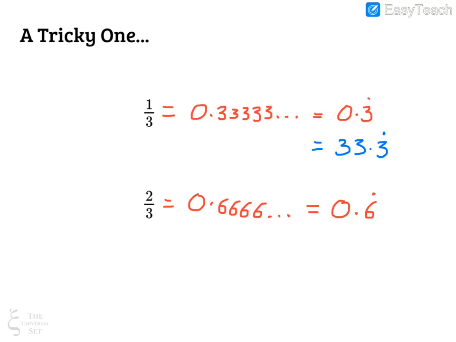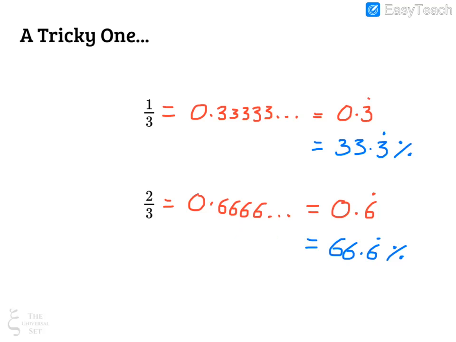33.3 recurring, because I'll move all of these digits up 1, 2 spaces. This one will go up 1, 2 spaces, and I'll have 33, and then my decimal point, and then I'll still have infinitely many 3s afterwards. So it's 33.3 recurring percent. And the same thing will happen down here. I'll get 66.6 recurring percent.